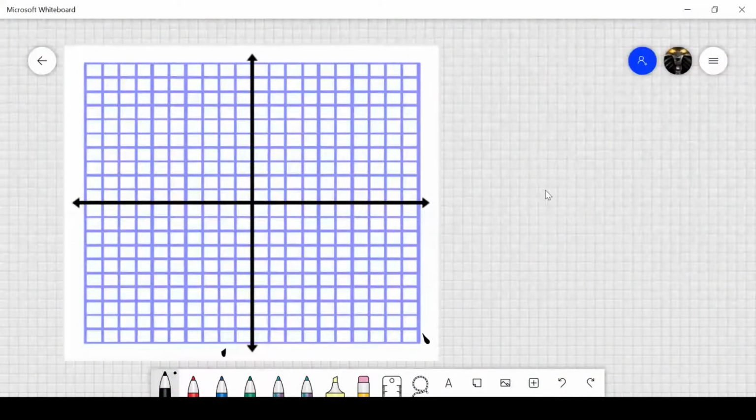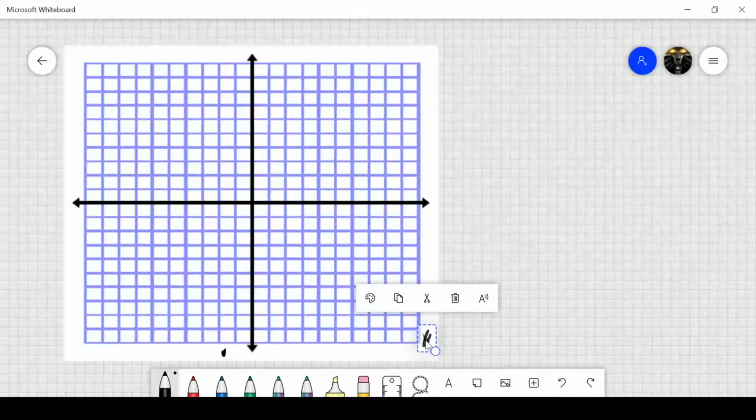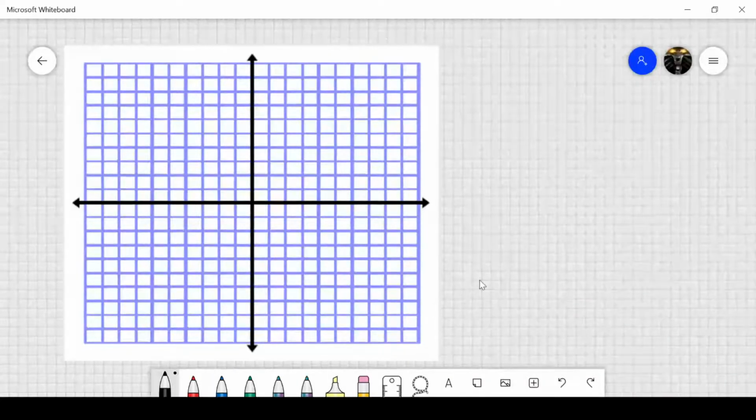All right, guys, welcome back. Right now, we're going to talk about point slope. Pretty easy subject. I actually really like point slope. There are a lot of people who do not like point slope and go straight into slope intercept.